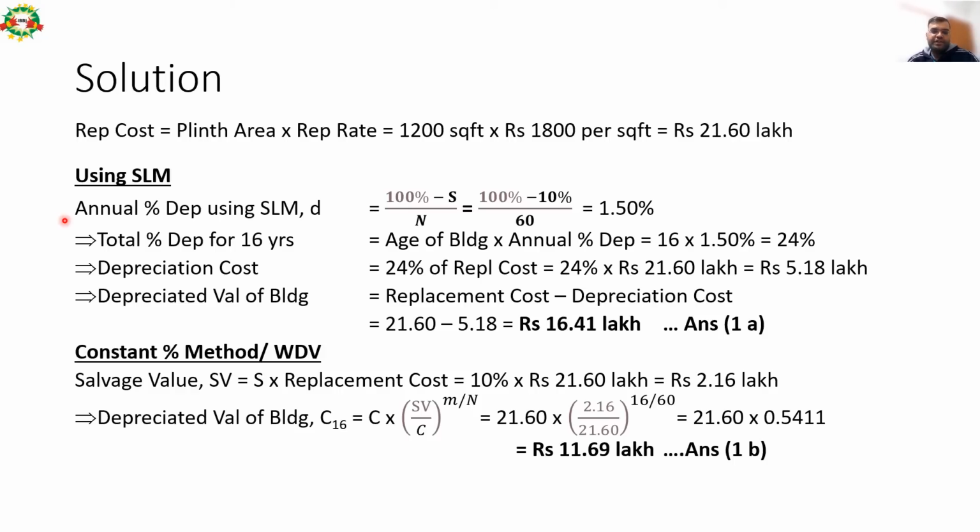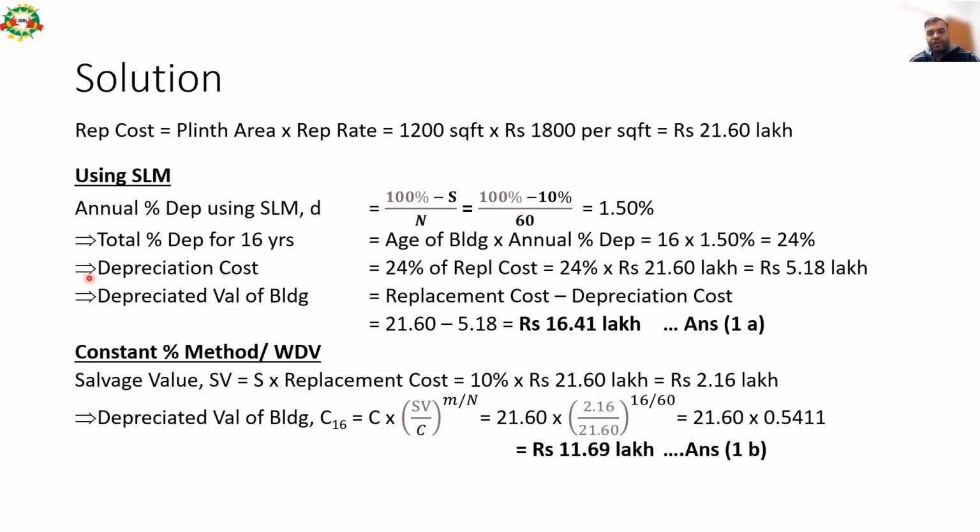So that means depreciation cost is equal to 24%, which is cumulative depreciation, multiplied by replacement cost, which is calculated about 21.60 lakh. So 24% of 21.60 lakh is equal to 5.18 lakh. It is the depreciation cost or depreciation amount of the building as per SLM method.